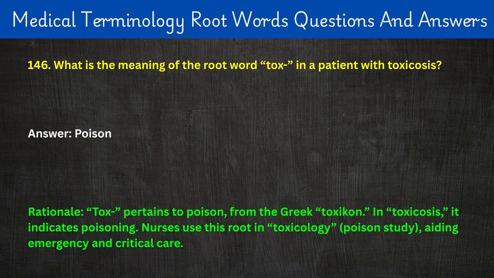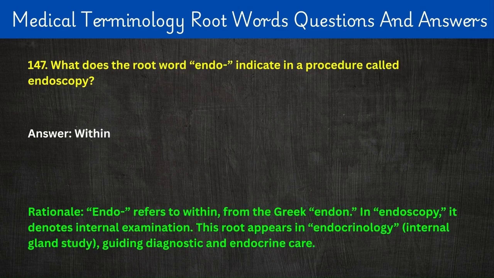146. What is the meaning of the root word tox- in a patient with toxicosis? Answer: poison. Rationale: Tox- pertains to poison, from the Greek toxikon. In toxicosis, it indicates poisoning. Nurses use this root in toxicology, poison study, aiding emergency and critical care.